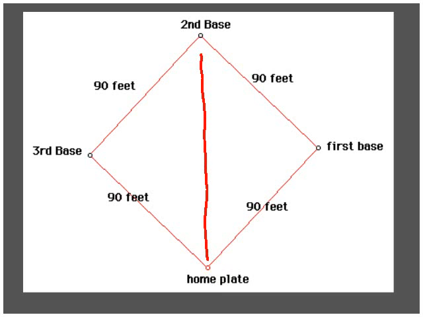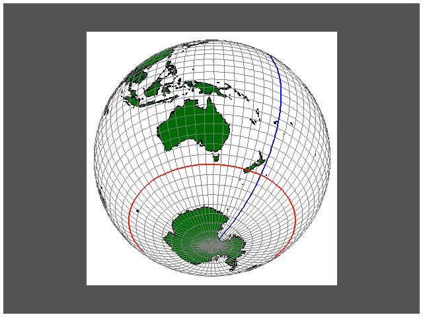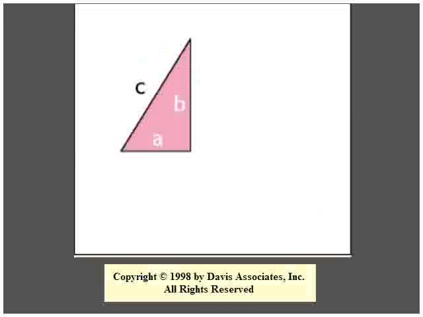How far does a catcher have to throw a ball to throw out a runner trying to steal second base? How far do you go if you go north 1,000 miles and east 2,000 miles? The answers to these and thousands of other real-world questions come down to one theorem, the Pythagorean Theorem, which tells us the relationship between the lengths of the sides of a right triangle and the length of a hypotenuse.